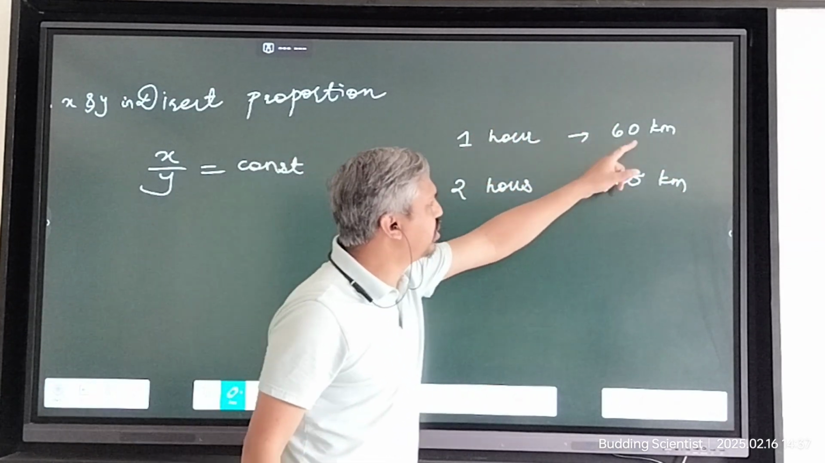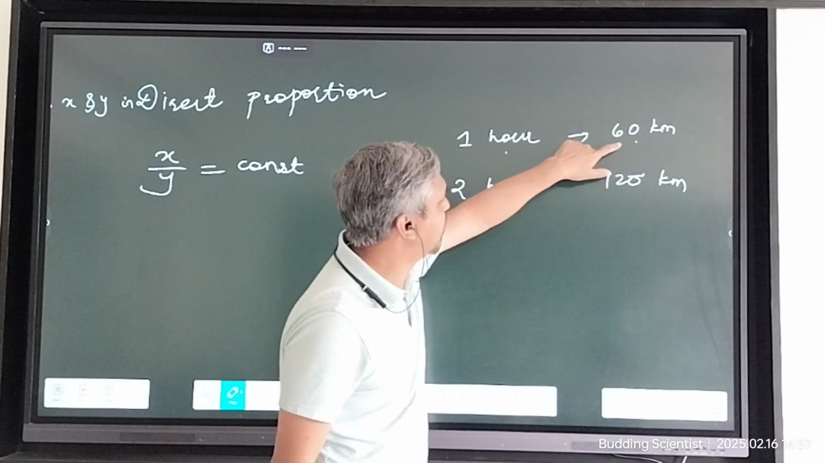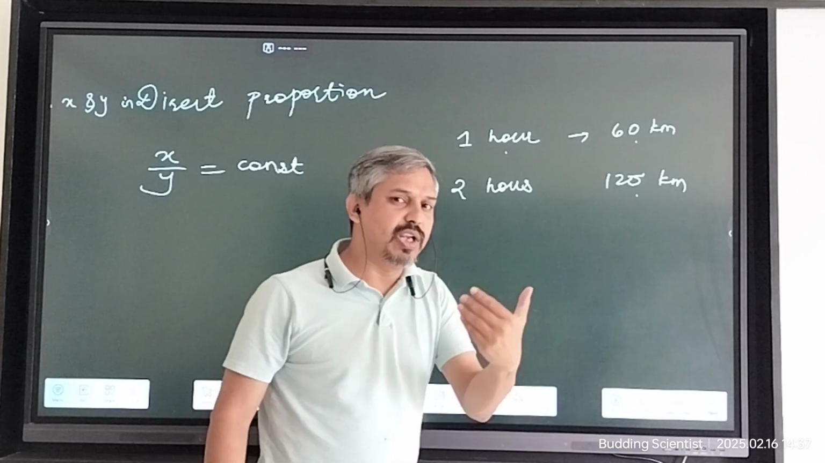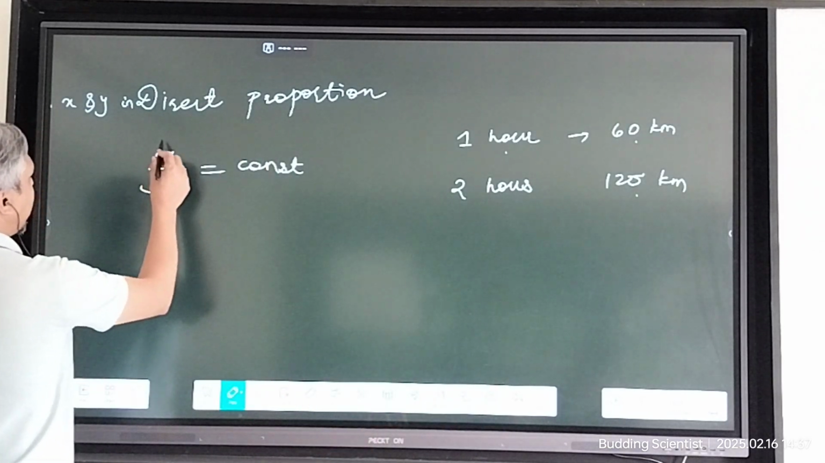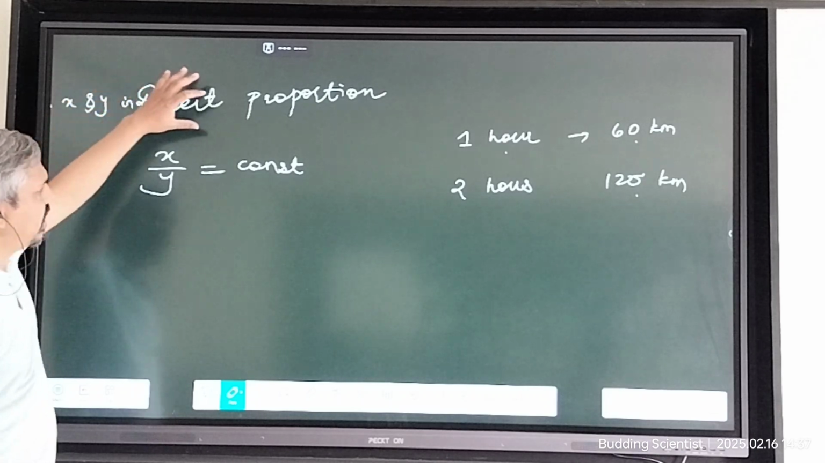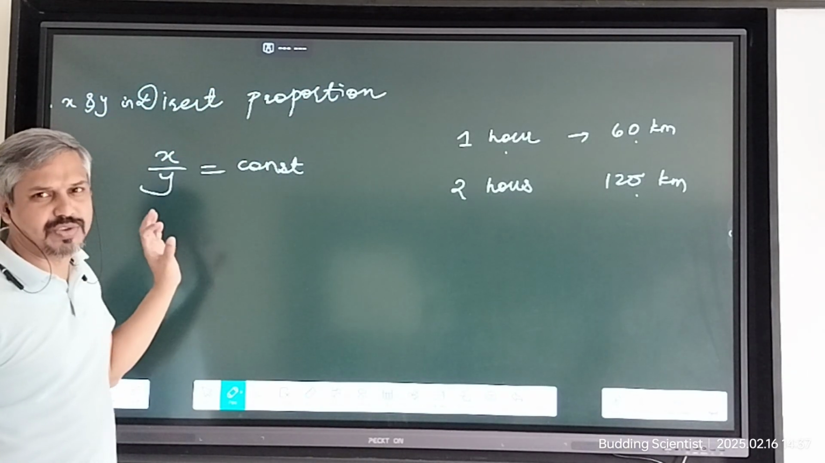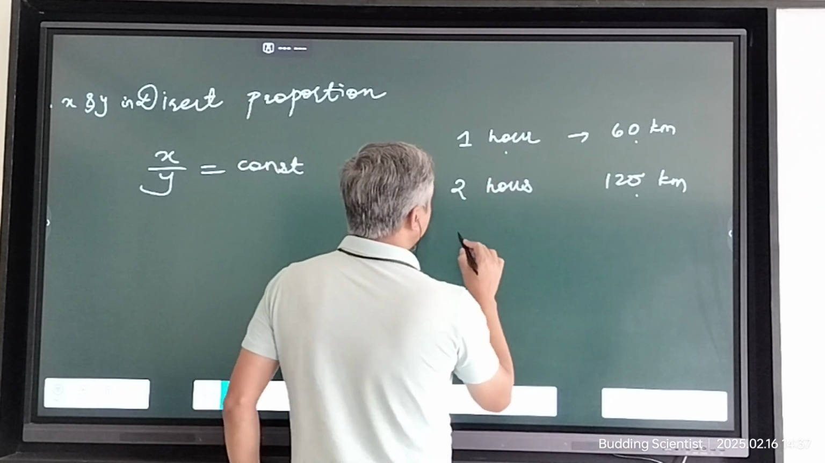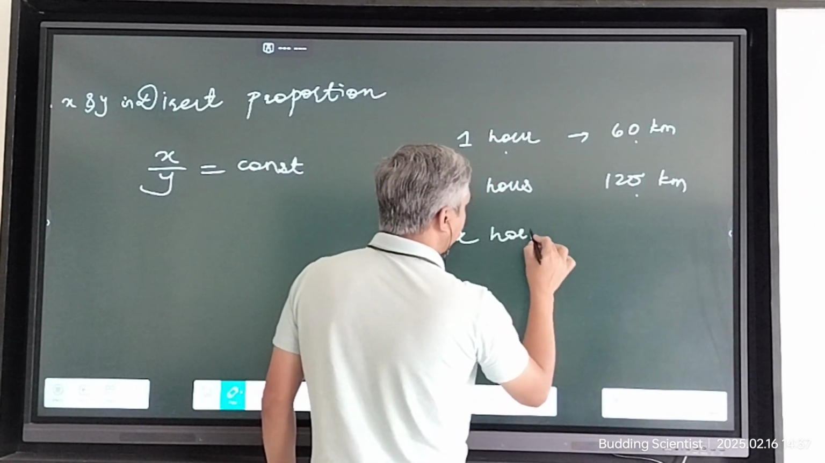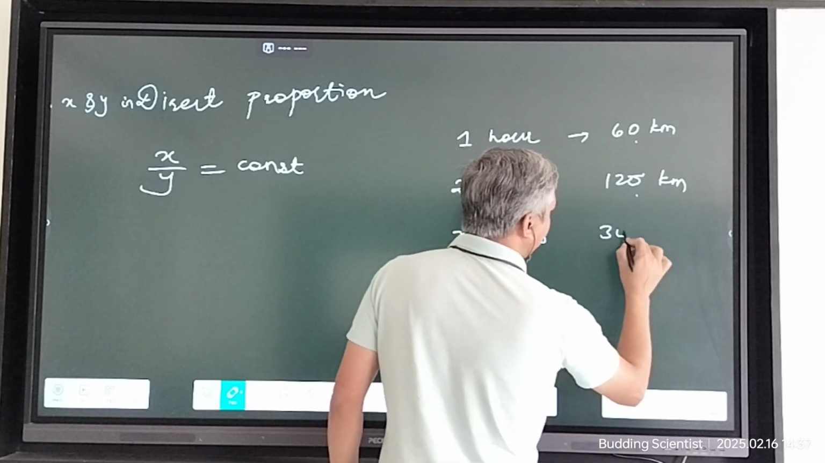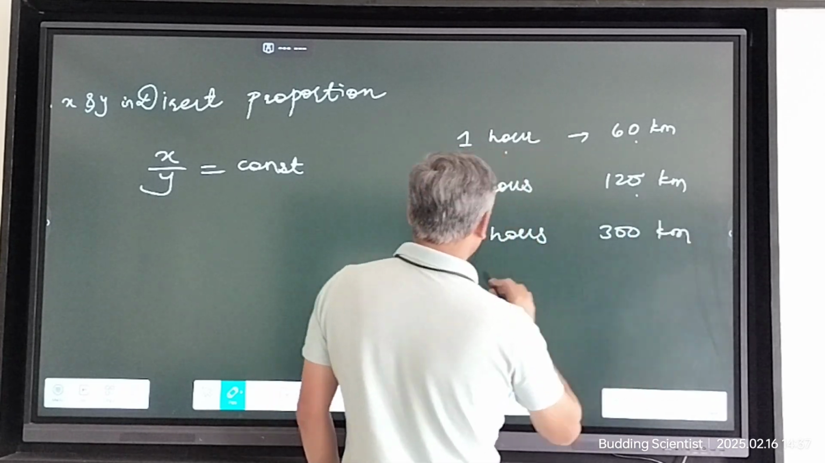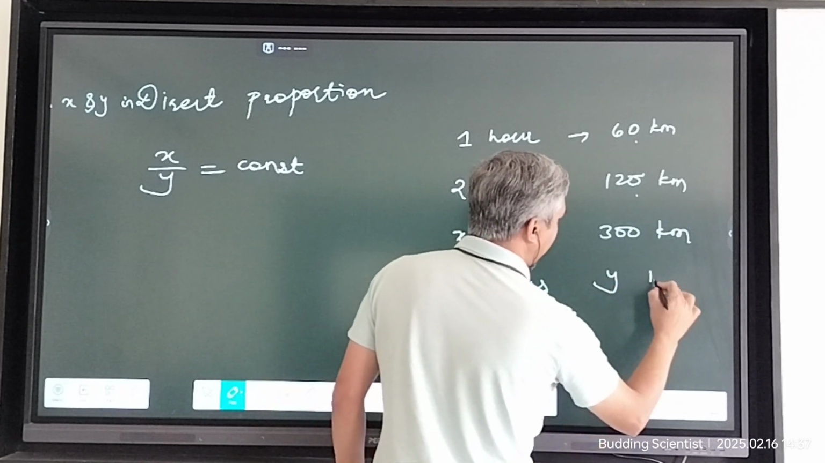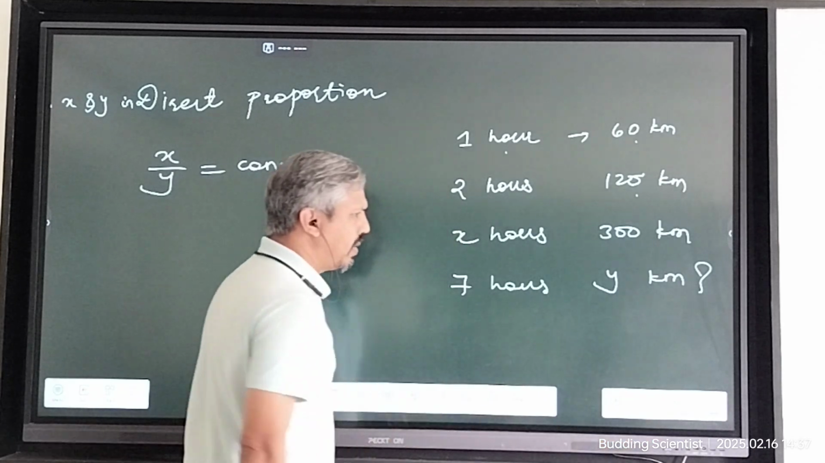You can check that the ratio is constant. Distance upon time is 60 in this case. Distance upon time is 120 upon 2, which is 60 again. The ratio will remain the same. So if two quantities are in direct proportion, their ratio is constant. Let's take this problem: what will be the time required to travel 300 km, and if the time is 7 hours, what will be the distance traveled? Let's solve this problem.